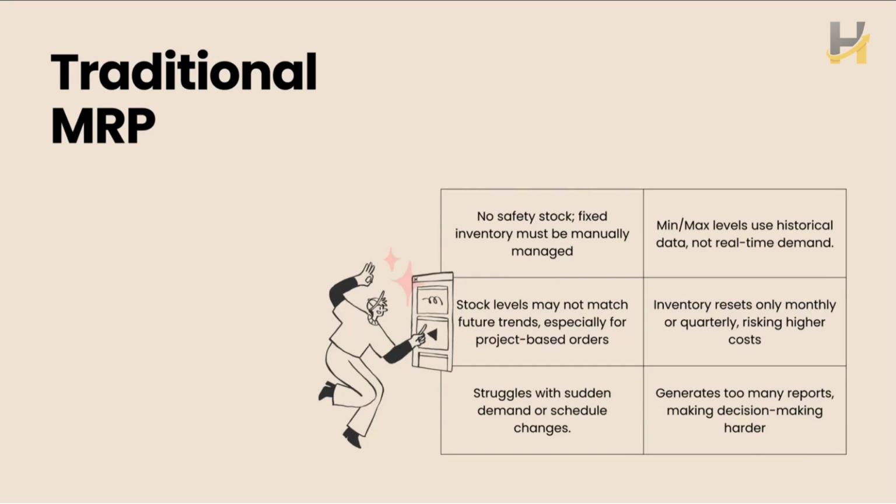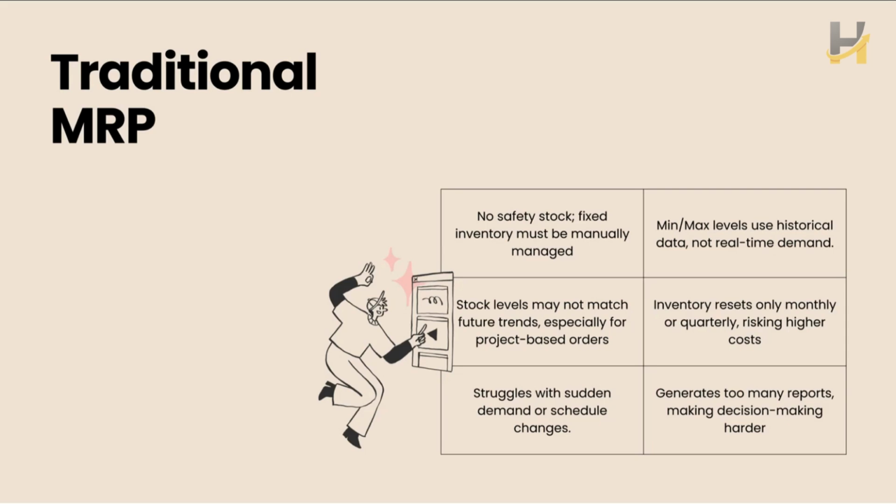So what happens when you have this traditional MRP? There is kind of no safety stock, or the safety stock is very fixed for a period of time and it has to be manually changed. The min-max levels use the historical data and it's not real-time data. The stock levels may not match the future demands. What may be the reality of the past may not be a prediction of the future.